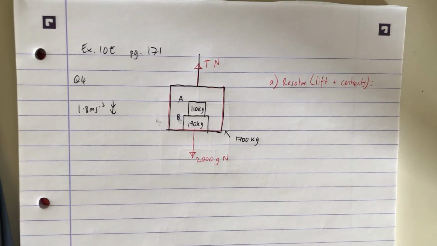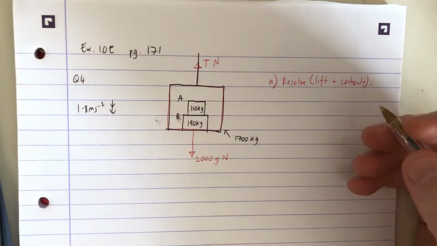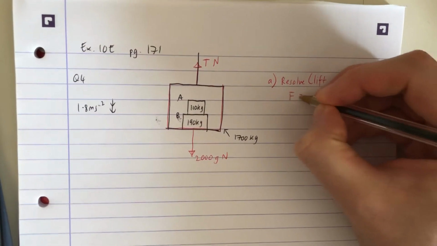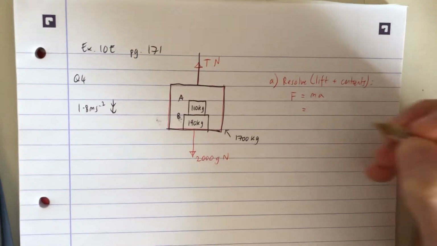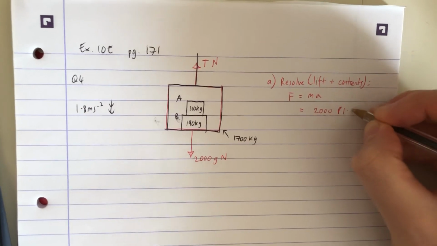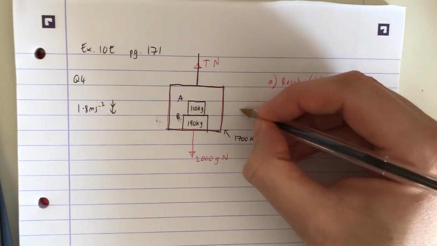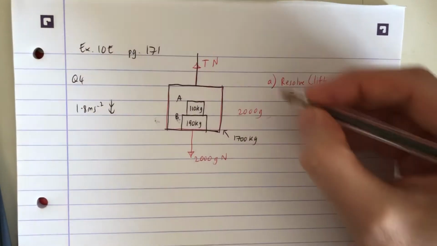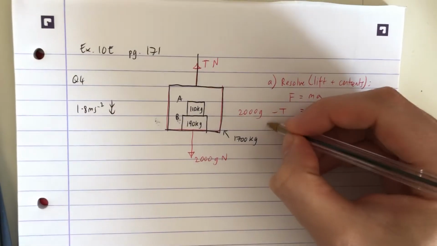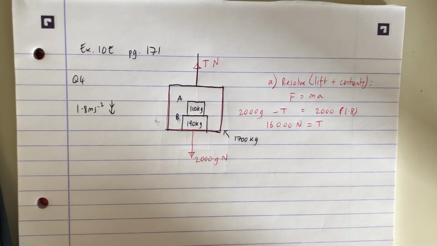There are no reaction forces or anything to think about because you're considering this as one single particle or one single object. So it's accelerating, so F equals ma. The mass of the lift and its contents is 2,000 times by the acceleration, which is 1.8, and the resultant force would be forces going with the motion, subtract the forces going against the motion, and make T the subject. And if you do that, I think you get 16,000 newtons.